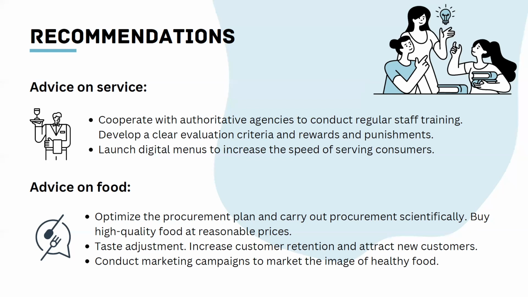For the quality of food in Santa Fe Grill, use a scientific procurement demand plan such as the ABC classification method. Classify according to the importance of food products and carry out key procurement for key foods to ensure the quality and freshness of the food.